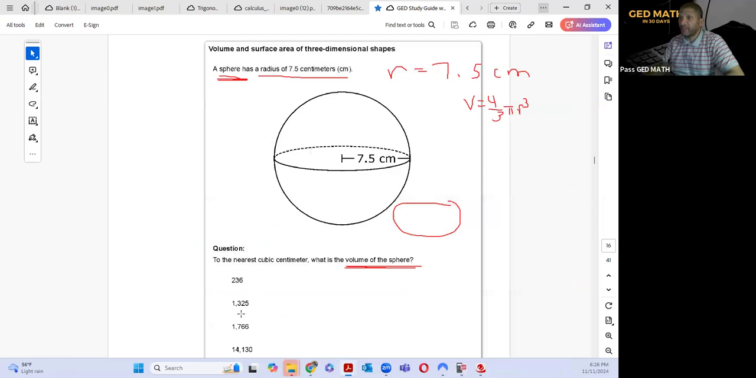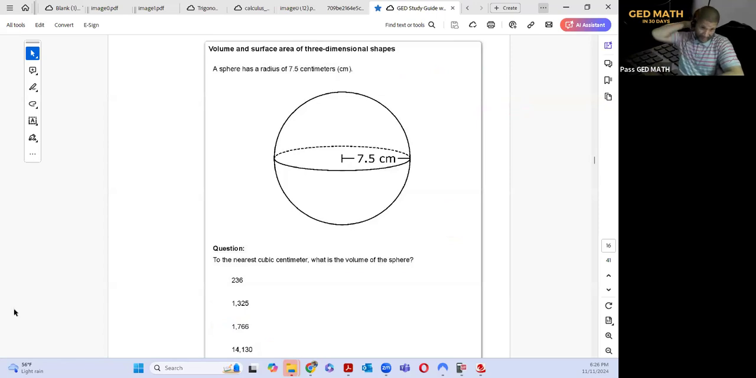Minimize my calculator. So, round it to the nearest cubic centimeter. Well, this is not a hard problem. There's only one answer near 1766. Done. I can guarantee you, you're going to have a volume problem. I can guarantee you're going to have an area problem. Guaranteed. So you have to be ready for it. All right, what's next? Any other questions? Any other concept that you want to go over?